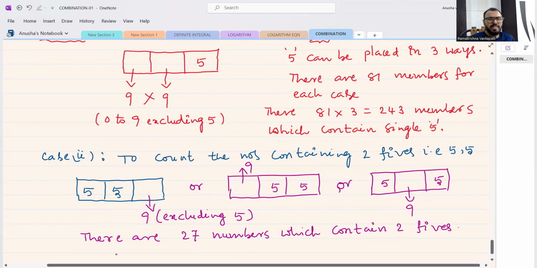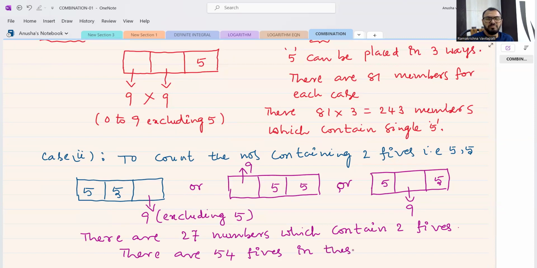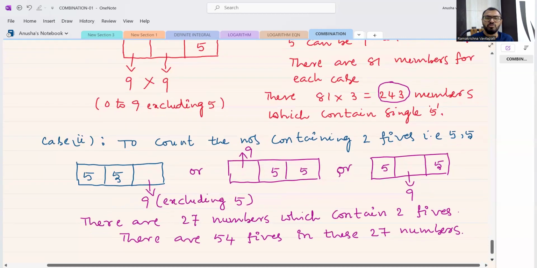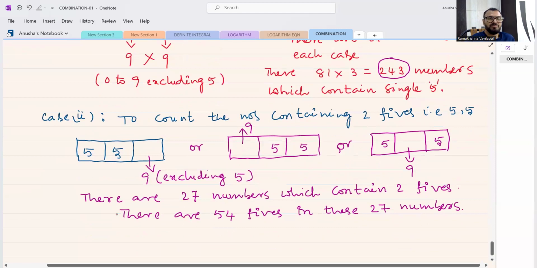So there are 54 5s in these 27 numbers. And there are 243 numbers which all contain a single 5. Which all contain a single 5. The digit 5 is counted 243 times.